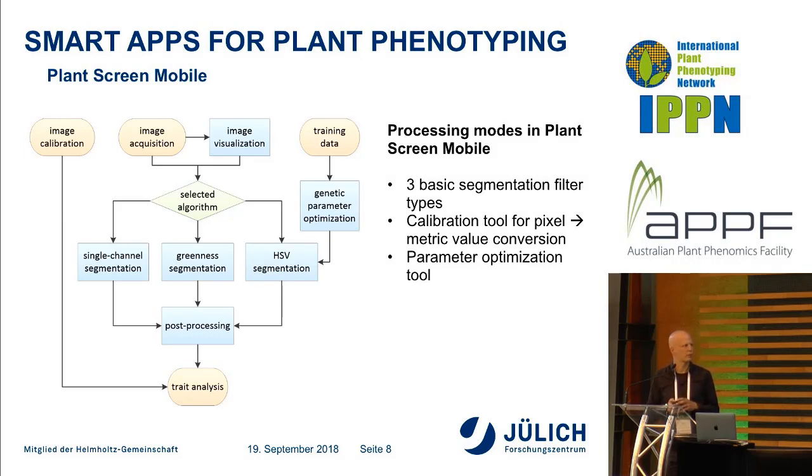And we also included calibration, of course, and we also included some genetic algorithm part in order to optimize these segmentation parameters. This, of course, requires training data, and this can be done on the app if you like, but also outside, of course, and then you can use these parameters for your data set to make, for instance, batch segmentation on a larger data set.